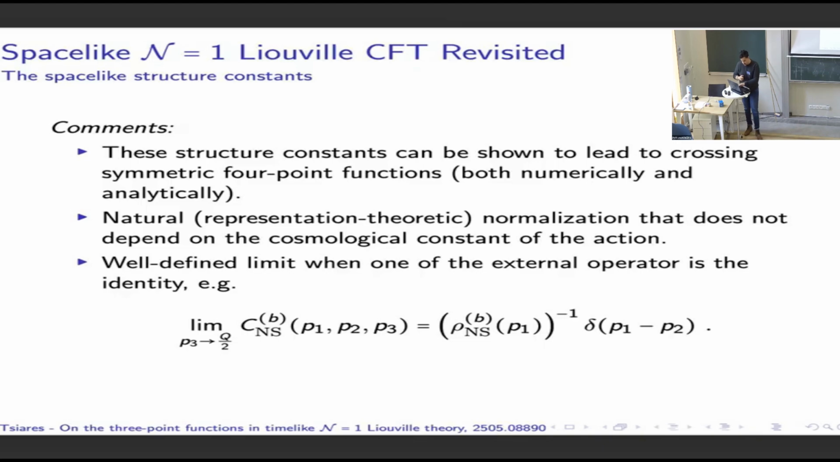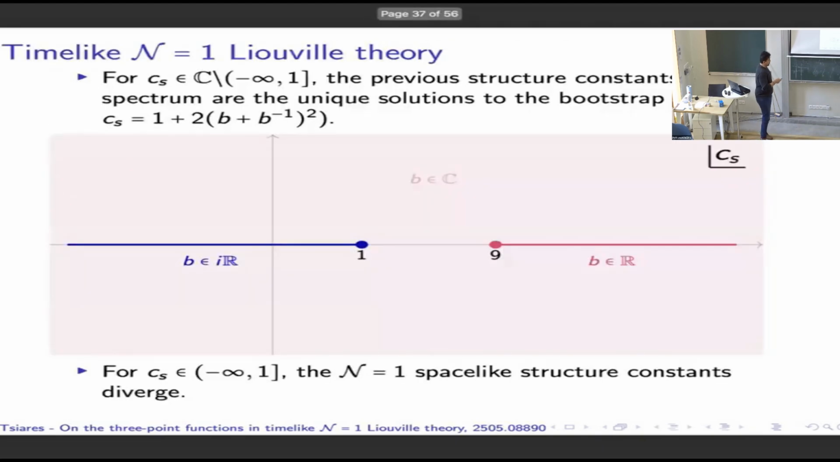You see here that the normalization that I chose does not depend actually on the cosmological constant. It's some kind of bootstrap motivated normalization. So these C's here all depend on the central charge and the momenta. There is no mu. And just a minor comment: there's a well-defined limit when one of the external operators goes to the identity, and then we recover the usual delta function structure for the 2-point function. Okay, so this is all I wanted to say about the space-like case, or superconformal central charge greater than 9.